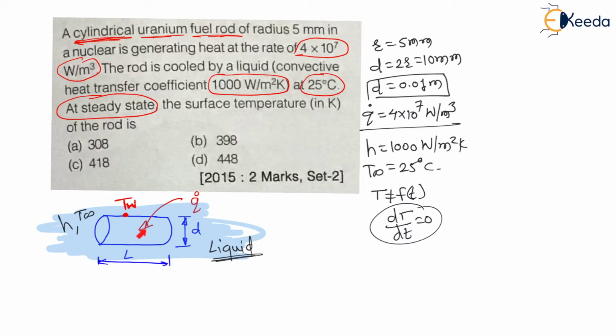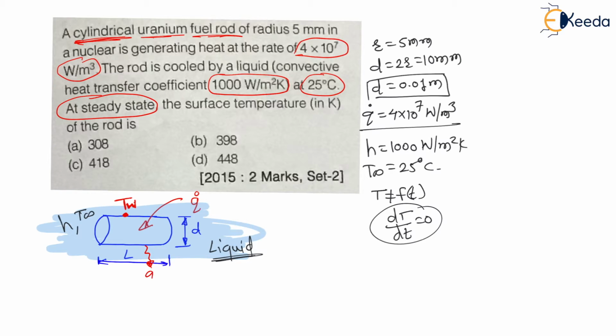Because of this heat generation, the temperature of the rod will increase, and because of heat loss from the rod to the surrounding liquid, the temperature of the rod will decrease. So my dear students, for steady state condition, whatever heat is generated inside this rod must be equal to the heat lost by convection to the surrounding liquid.